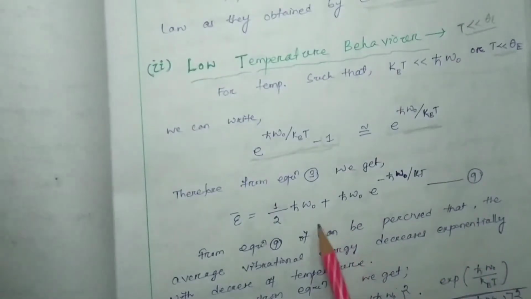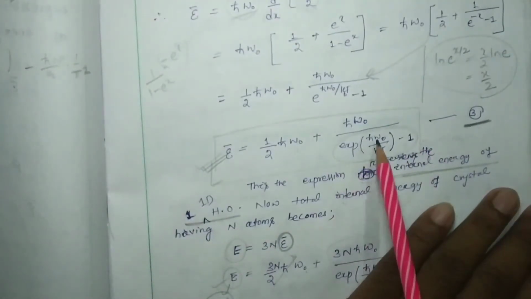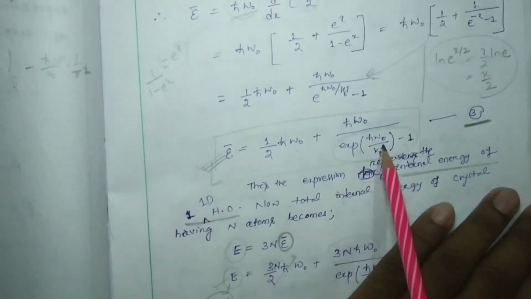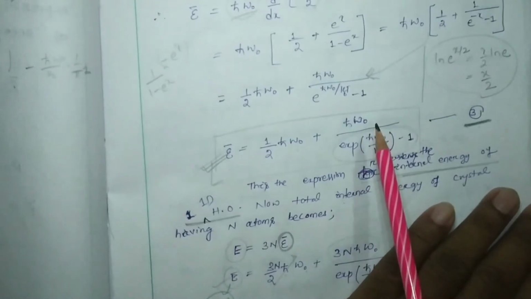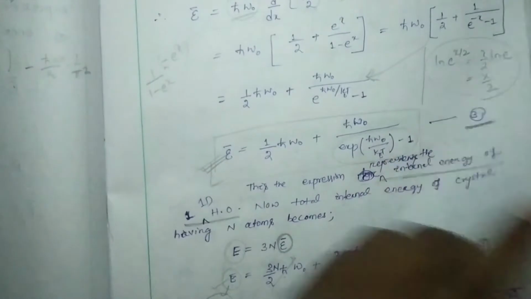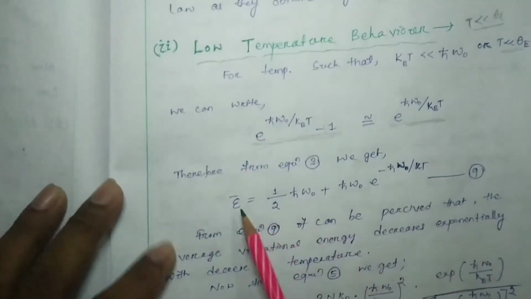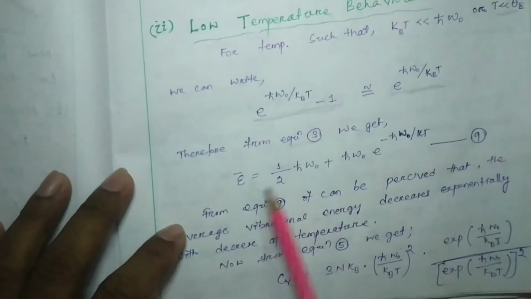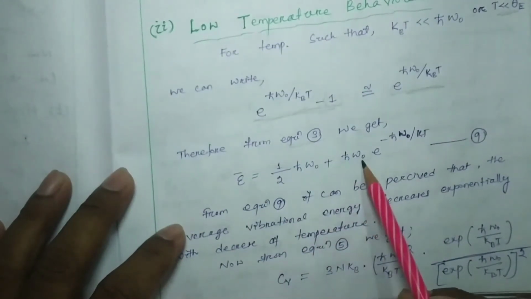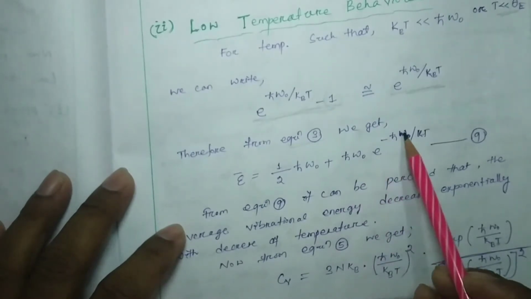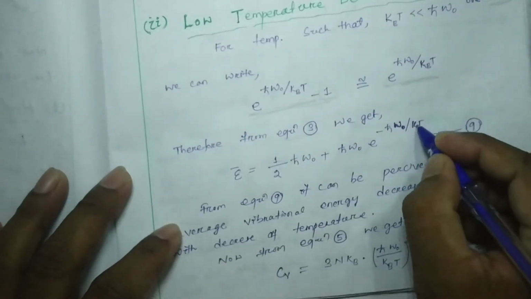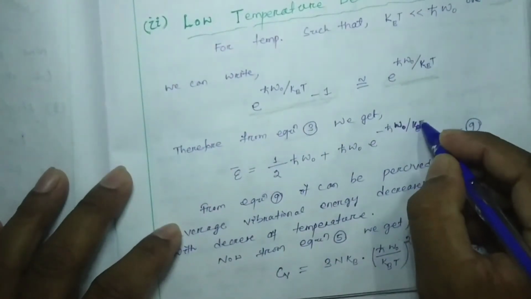So what we are going to write? In the denominator it will be exponent of H cross omega 0 by KBT. Then if we take it to the numerator, it will be exponent of minus H cross omega 0 by KBT, that I have written over here. The average mean energy from equation number 3, we found that half H cross omega 0 plus H cross omega 0 into e to the power minus H cross omega 0 by KBT. Here I forgot to write B, you have to write KB, here B is subscript.